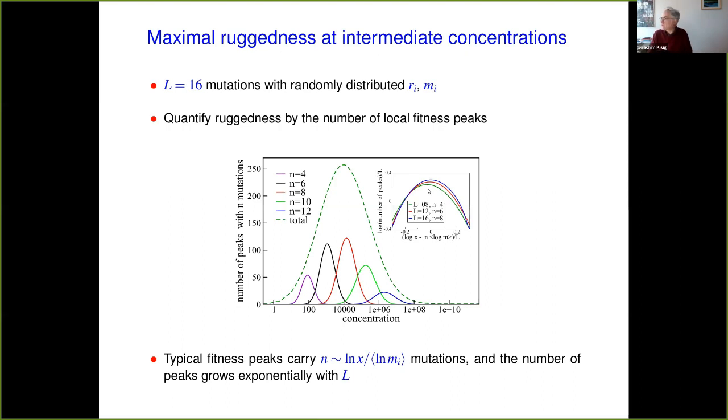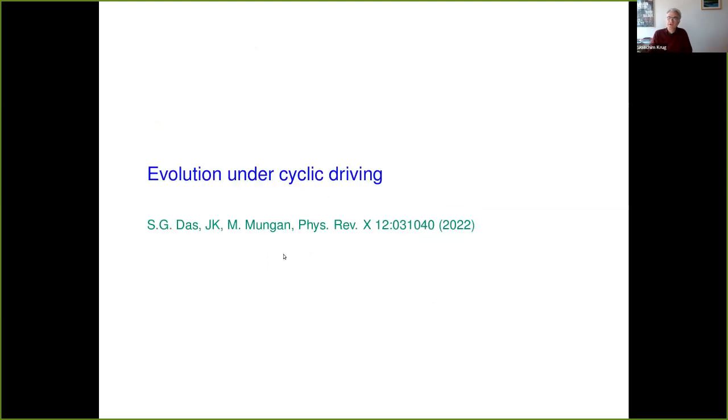Okay, so that basically is the model, right? And so now we want to use this model to understand what happens when the fitness landscape changes by changing the concentration. And specifically, we'll be interested in what happens under cyclic driving. So when you oscillate the concentration. And this was inspired by the collaboration with Muhyiddin Mungan, who is an expert on disordered driven systems, sheared amorphous solids and other related systems. And so this is where we discovered this nice analogy that I want to explain to you. And this was published in Physical Review X a couple of maybe 2 months ago.